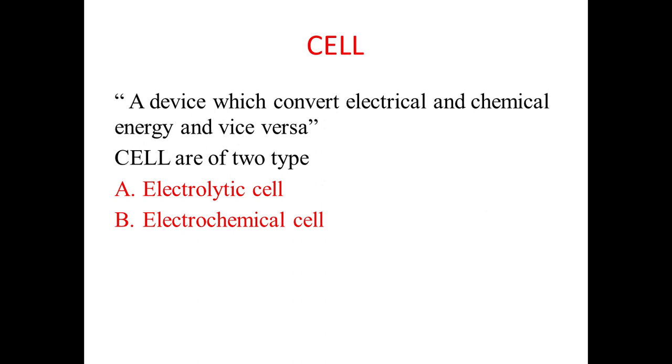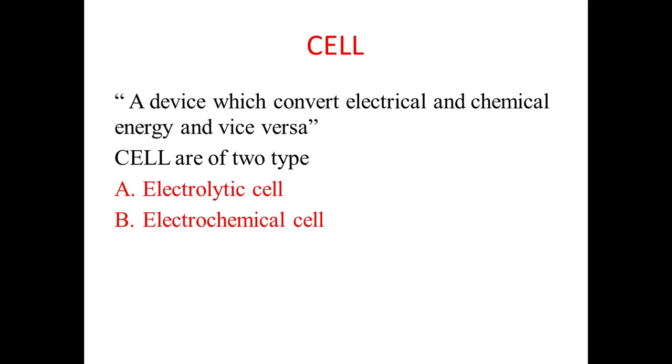At your home, you all have inverters for the emergency light supply. That inverter may be attached to a lead storage battery to store the electricity. So these are the various types of electrochemical cells. We are surrounded by these electrochemical types of cells. So cells are of two types: one is electrolytic and the other is electrochemical.